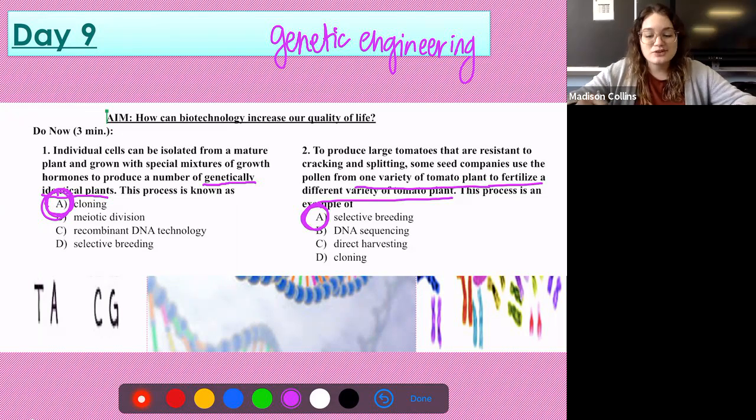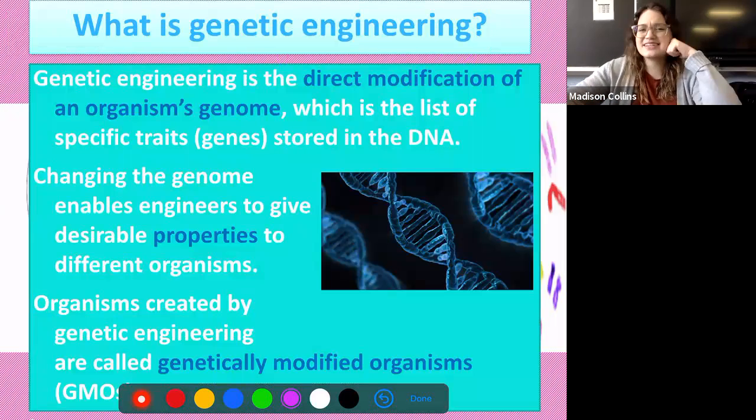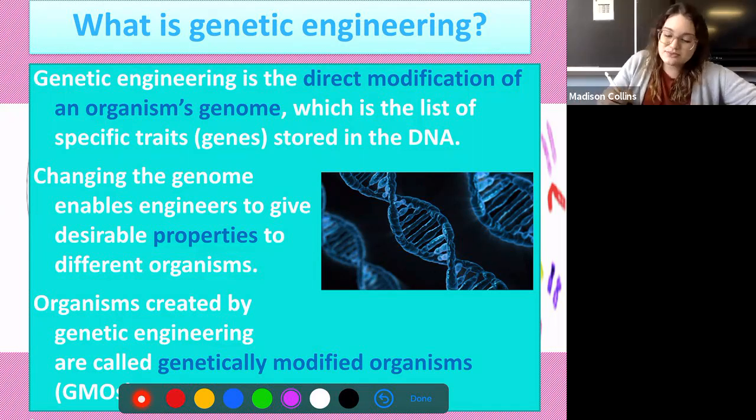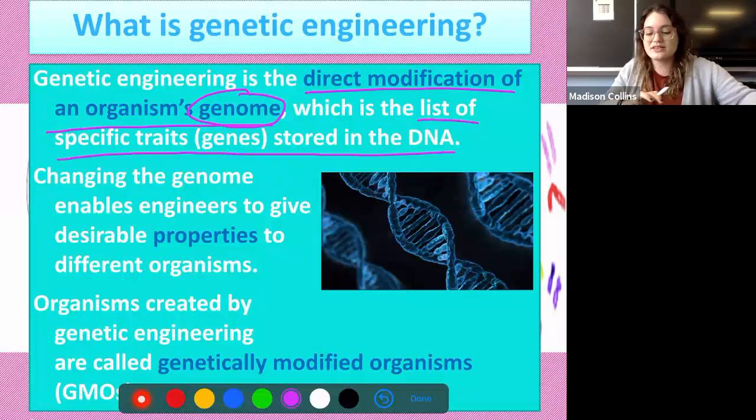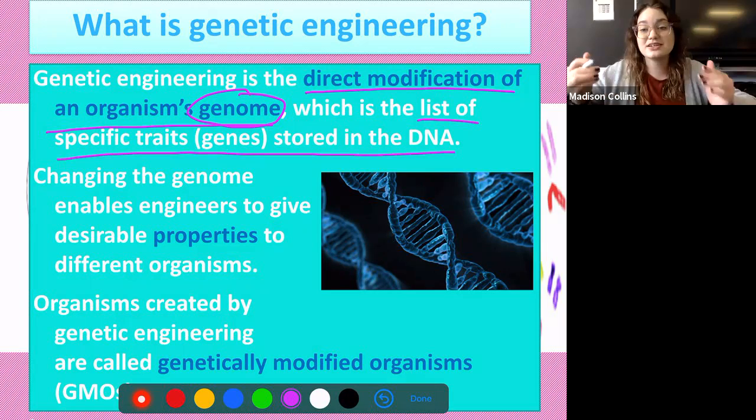All right. Which leads us to, what exactly is genetic engineering? So you guys do need to fill in these blanks on your paper. Genetic engineering is the direct modification of an organism's genome. And we learned today that this word genome is referring to the list of specific traits or genes stored in the DNA. So it's basically just the collection of genes that you have.